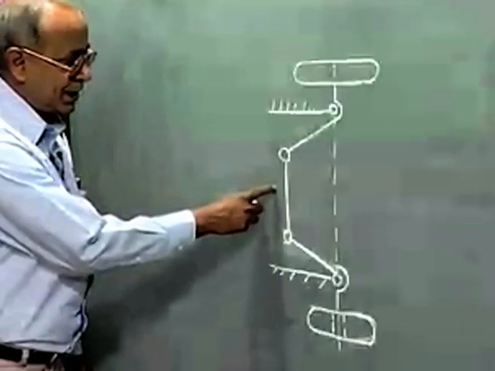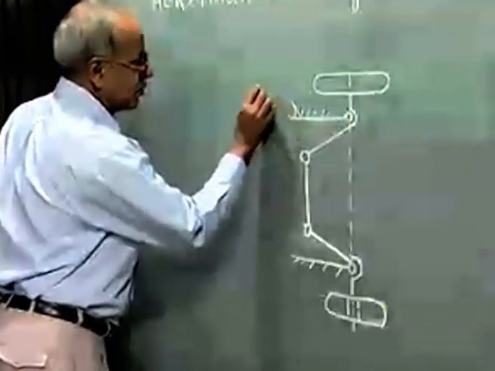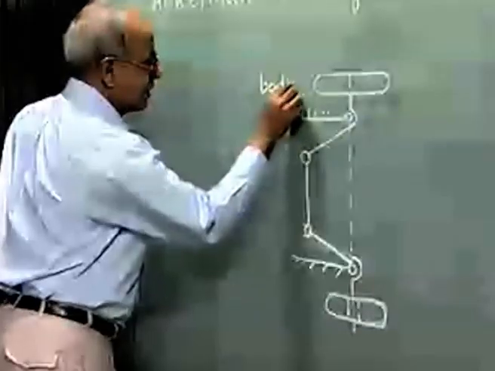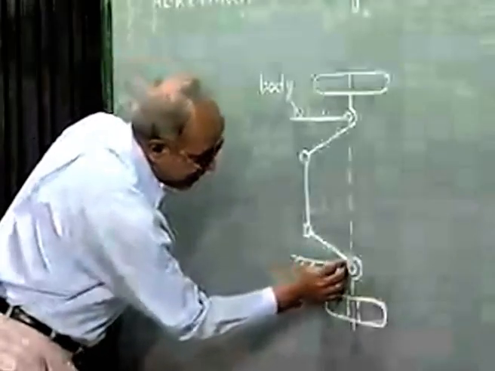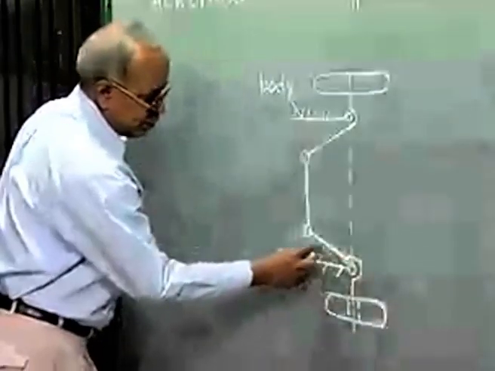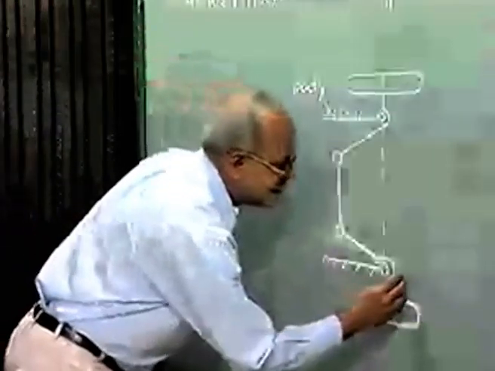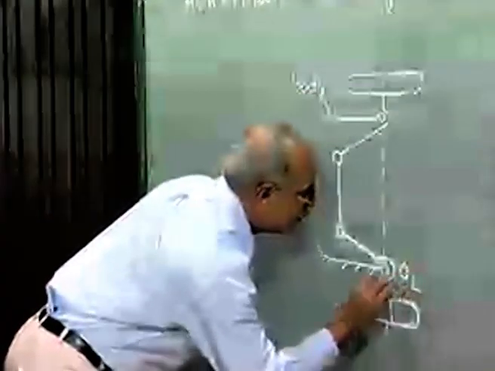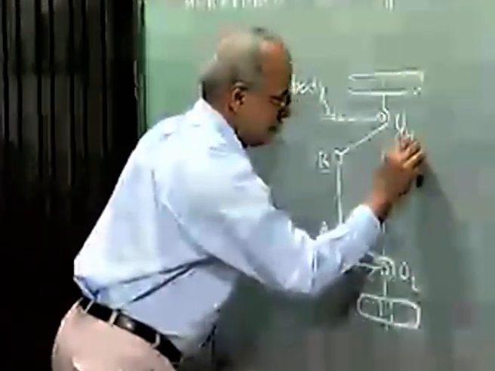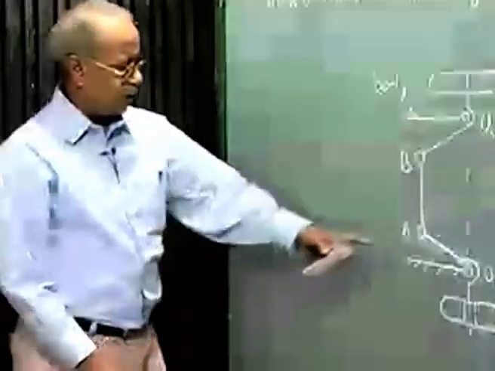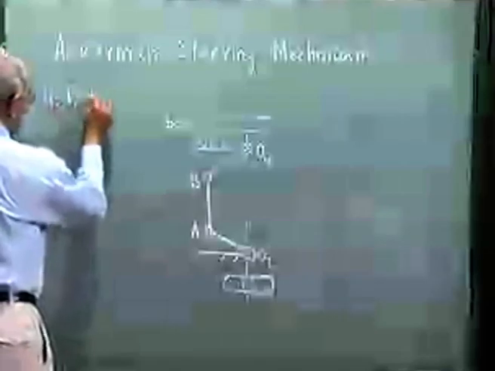This is the Ackermann steering linkage, which, as we see, the short axle is mounted on the body of the automobile. This is the body. Similarly, this short axle is mounted on the body of the automobile. And these two short axles are connected by a coupler. So this is O2, A, B, O4. So O2 A B O4 is a 4R planar linkage.